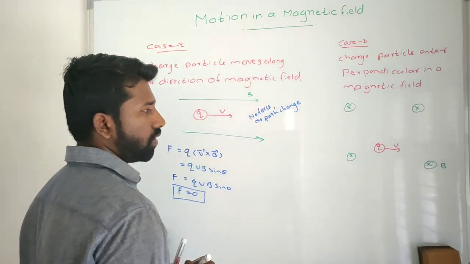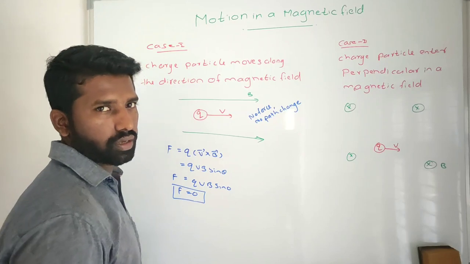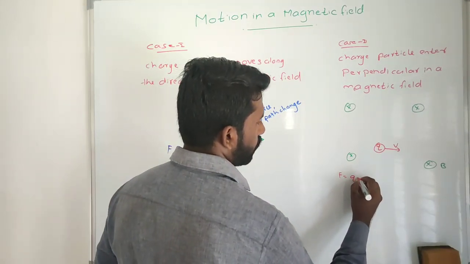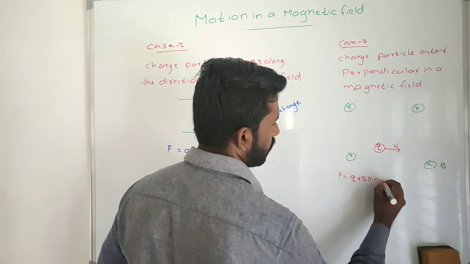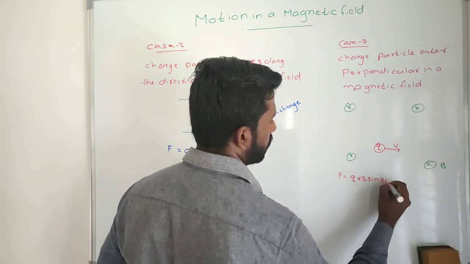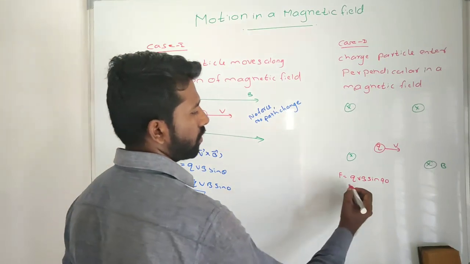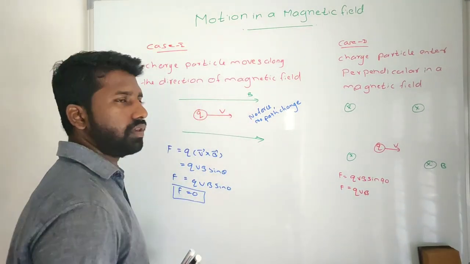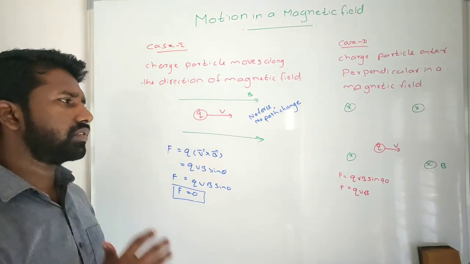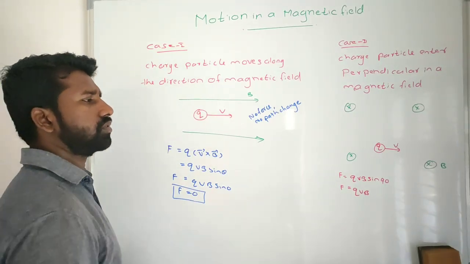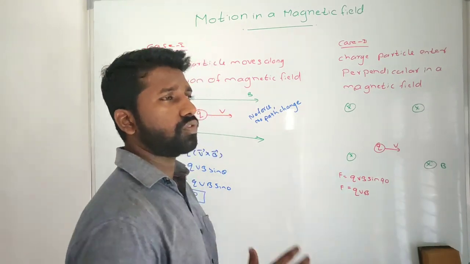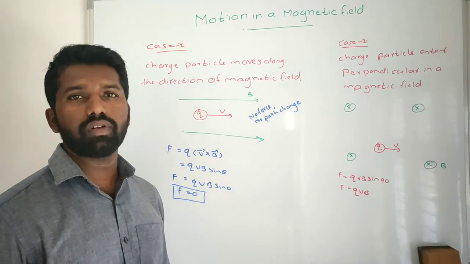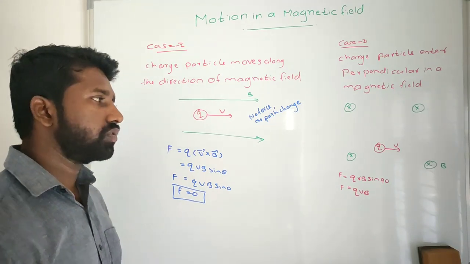So what is the force acting on it? F is equal to QVB sine theta. Theta is equal to 90 degrees, so F is equal to QVB. This is the magnitude of the force. Now we will see what is the direction of force. The direction of the force is found by the right hand rule or Fleming's left hand rule. I am using the right hand rule.